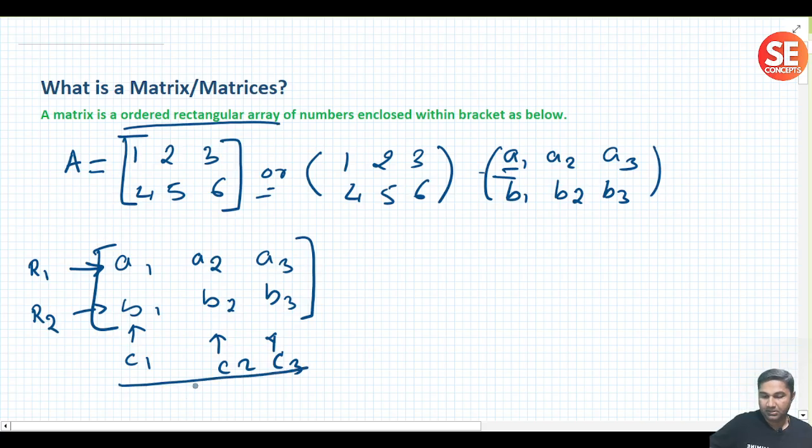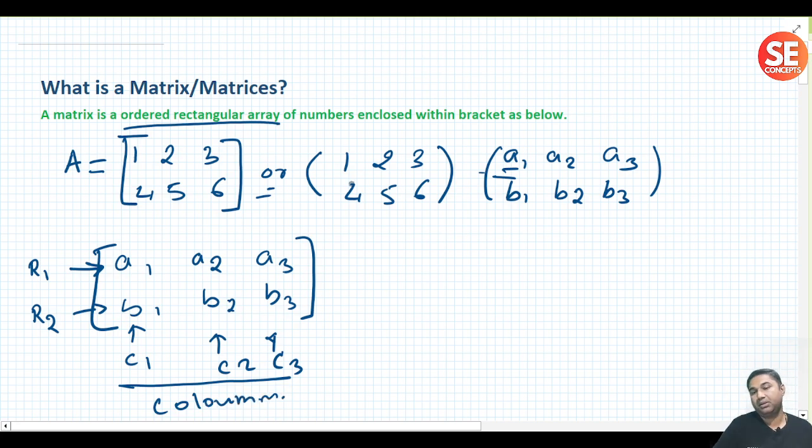Or you can simply name them columns. So this is very, very important. You should know what is a row and what is a column. Here this matrix we call a 2 cross 3 matrix. That is the order we have.